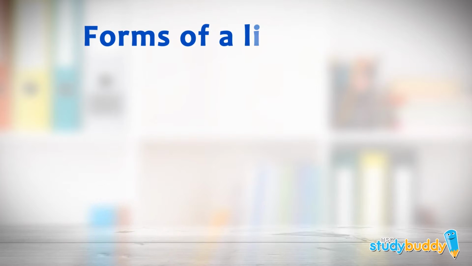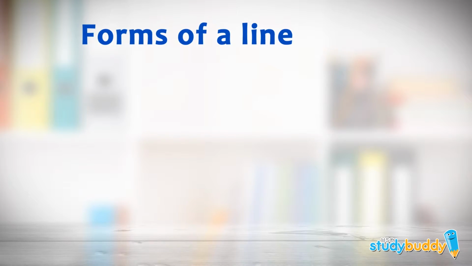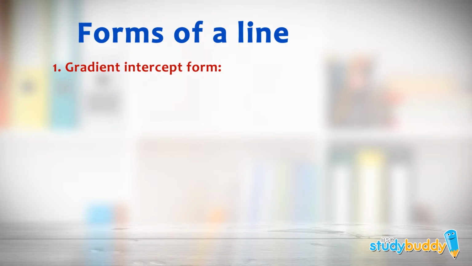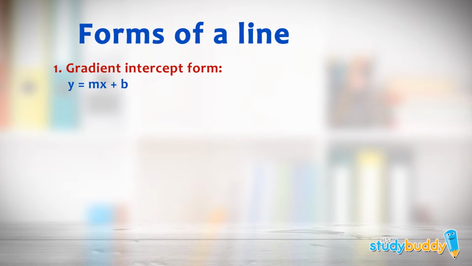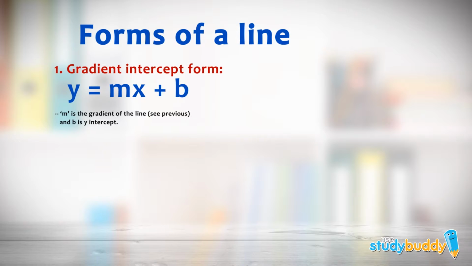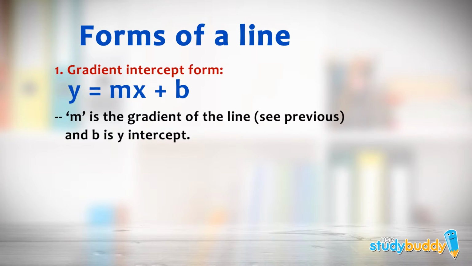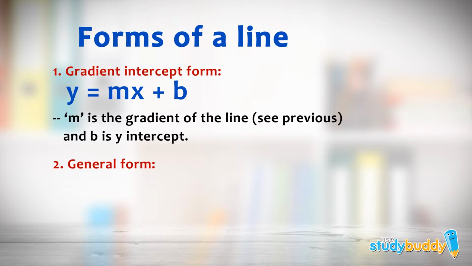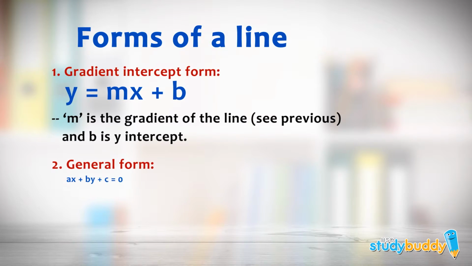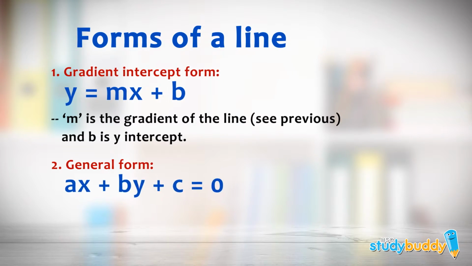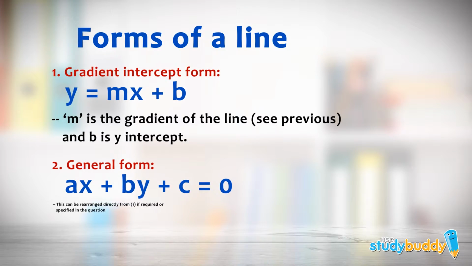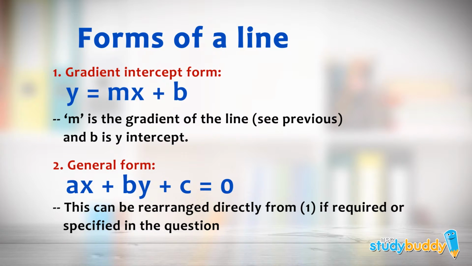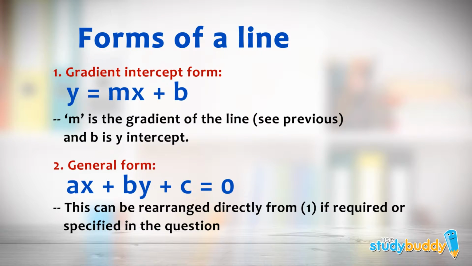With the lines and the gradients, there's several ways in which these can be represented, and they all have different uses, and sometimes you may be asked specifically for one over the other. So it's important to be able to recognize the different forms and which form may be most helpful for you when trying to answer a particular style of question. So the first form is your gradient intercept form. So it's your y equals mx plus b. Here m, as we said before, is the gradient of the line, and b is the y-intercept.